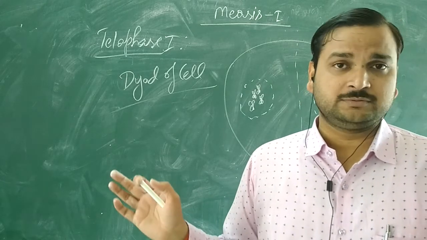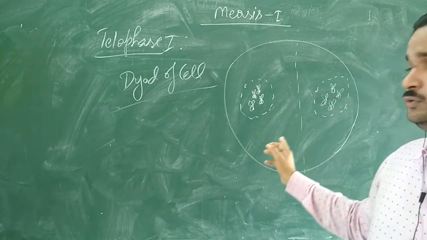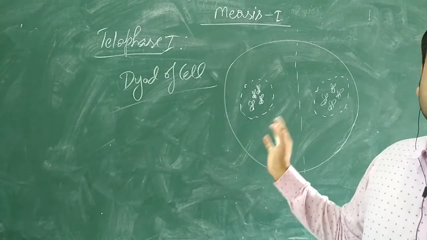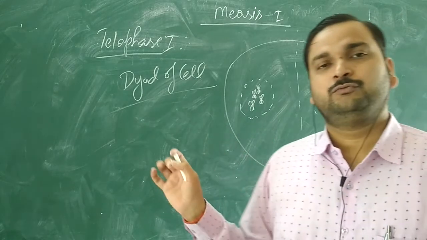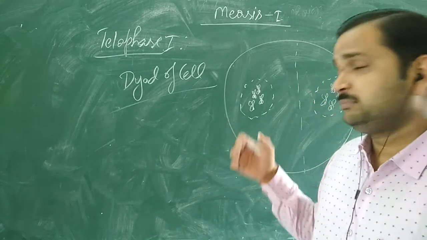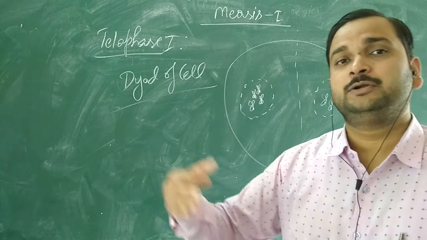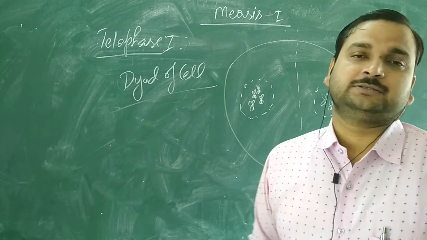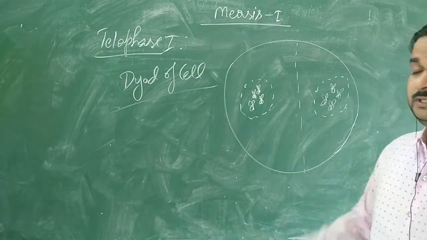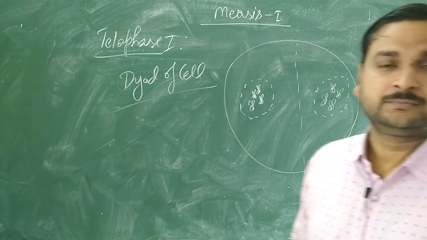Why are they called dyad of cells? Because even though they have two cells, dyad means two. They have two cells, but these two cells are not fully divided. They are incompletely divided because they now have to undergo meiosis second. That's why they are called dyad of cell. Clear?